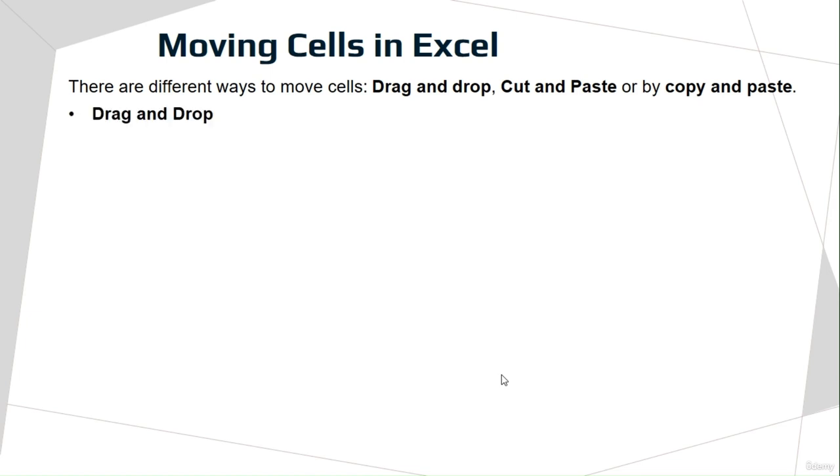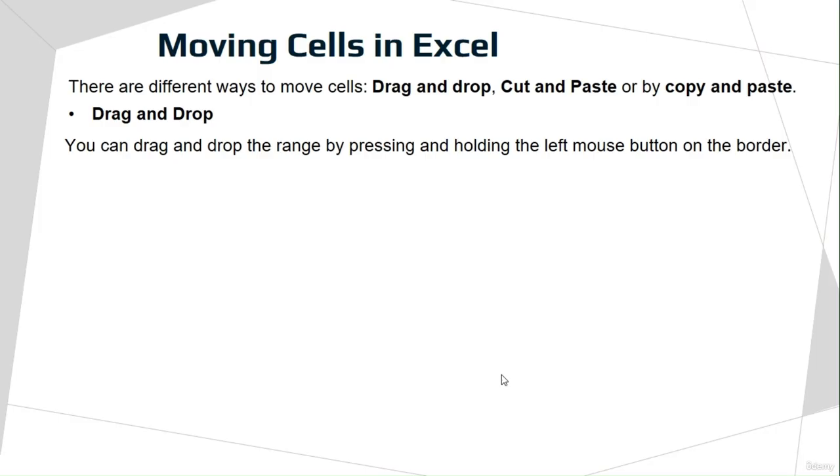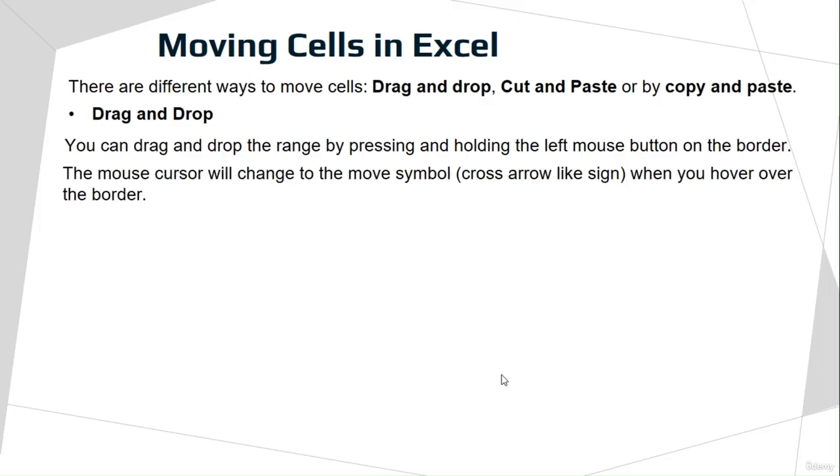Let's start with drag and drop. You can drag and drop a range by pressing and holding the left mouse button on the border. The mouse cursor will change to a move symbol. It's a cross arrow-like sign when you hover around the border. Drag and drop it when you see the symbol.